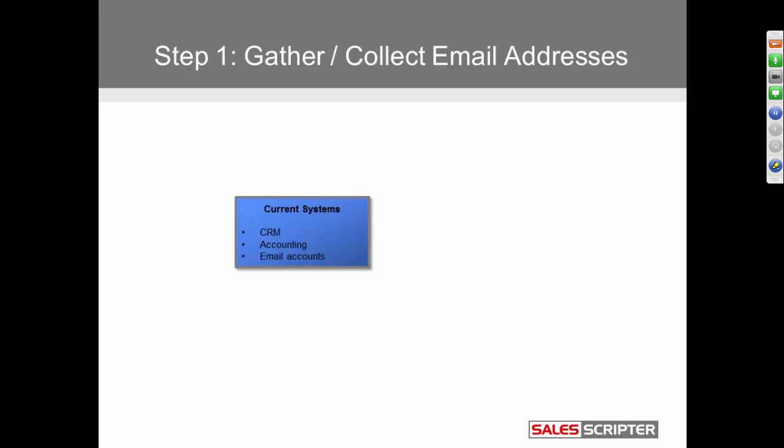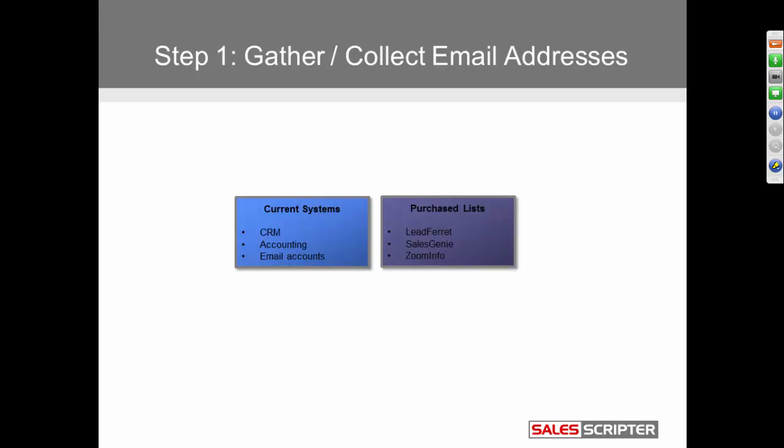So maybe you use some sort of CRM. Obviously, that's going to be a great place to grab email addresses for your email drip campaigns and email marketing. You also might want to look in your accounting system. You might have a lot of current clients and customer information in your accounting system with contact email addresses. You might want to do some sort of export out of your email applications like your Outlook, or if you use Gmail or whatever, you likely have a ton of email addresses in there.